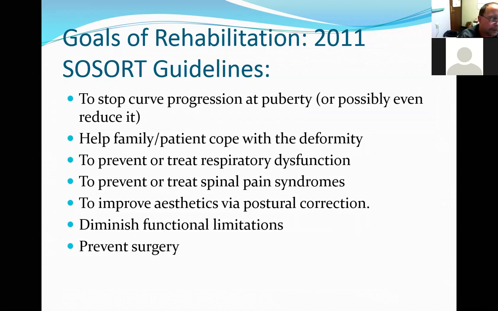That's probably a big one we really work a whole lot on, is trying to help the patient, if they don't already see it, identify the postural asymmetries. Then we want to diminish the functional limitations. And then if we can, we want to prevent surgeries, but we know that in some cases that's going to occur. And I even have some patients come to me knowing that they are going to have surgery, but maybe they just want to try to get through high school, or maybe even try to play collegiate ball.